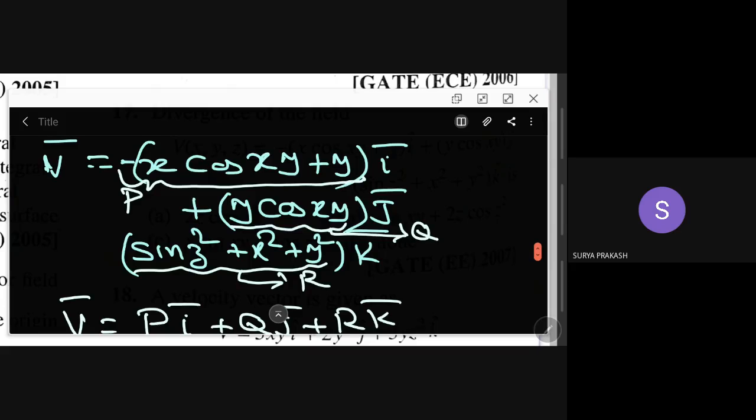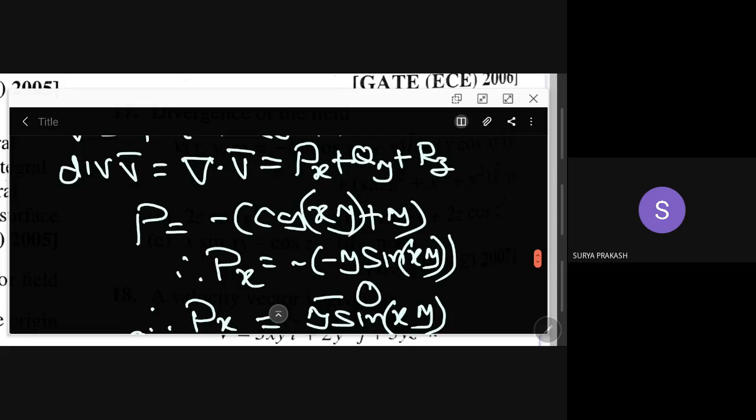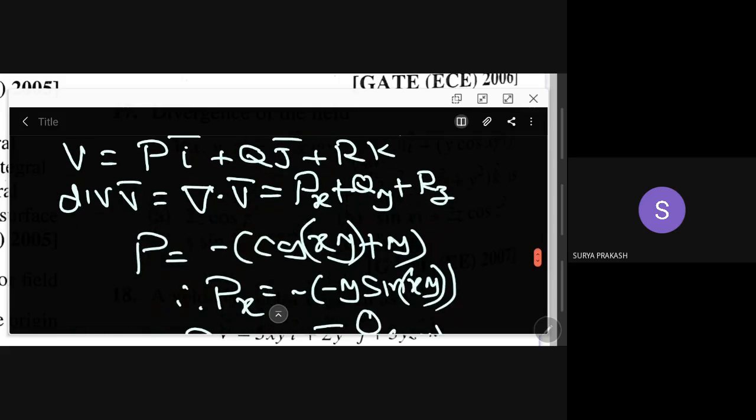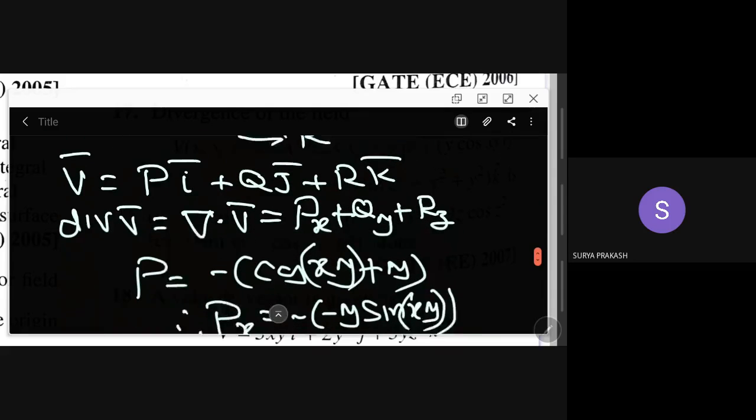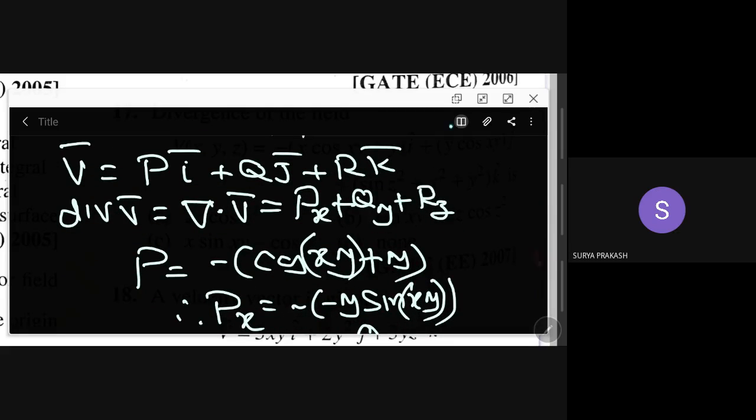V bar is minus x cos xy plus y i bar, plus y into cos xy j bar, plus sin z square plus x square plus y square k bar. If I differentiate with respect to x, you have x sin xy. So where is that P value here? P is x cos xy plus y. I didn't write that, and that is the problem here.